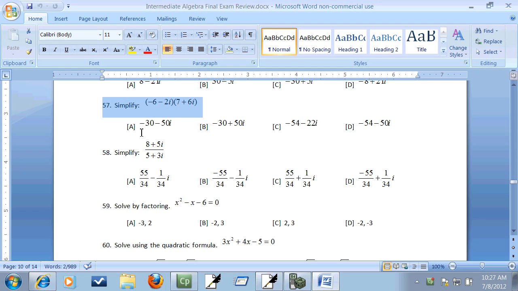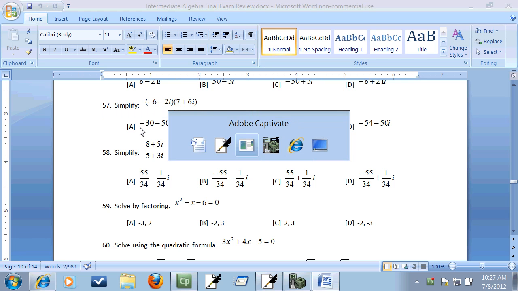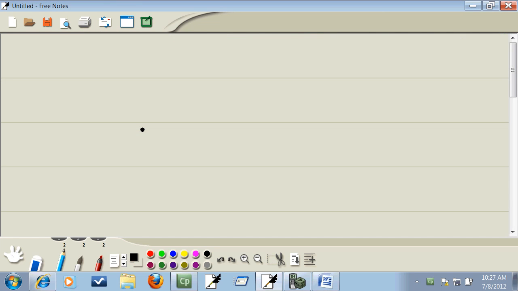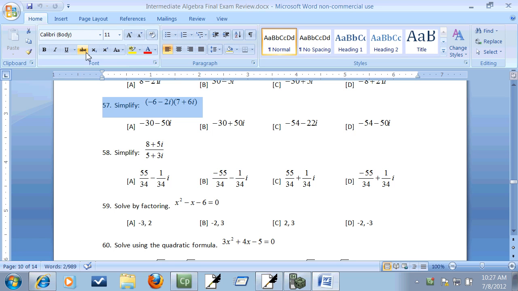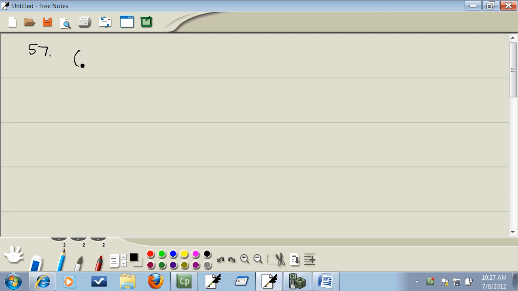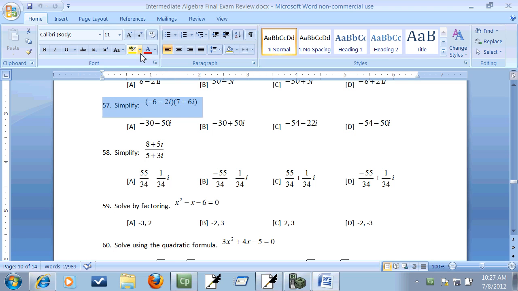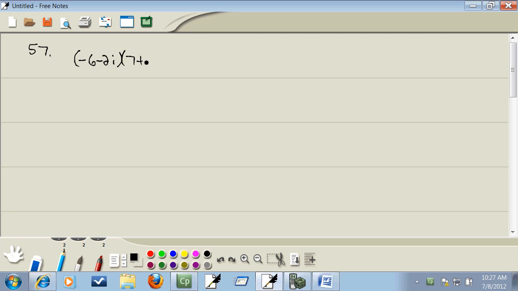Let's take a look at problem number 57. And we'll look at it by hand first. And we got negative 6 minus 2i times 7 plus 6i.